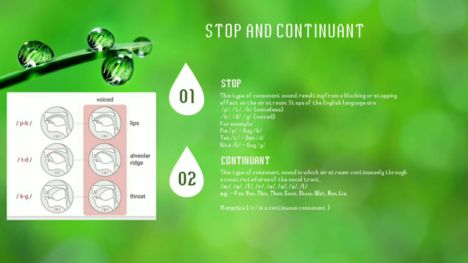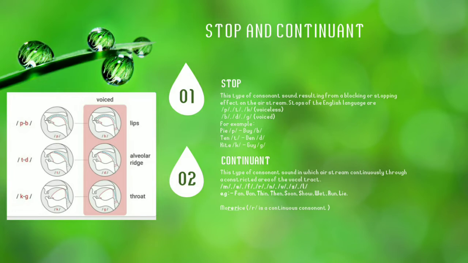Stop consonant sounds. This type of consonant sound results from a blocking or stopping effect on the airstream. There are 6 distinct stop sounds in American English, and I will give you the examples. The first one, you can stop the air with your lips and make the p or b sounds, like in the words pie and buy.